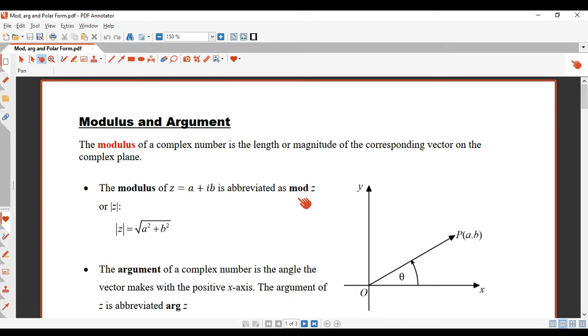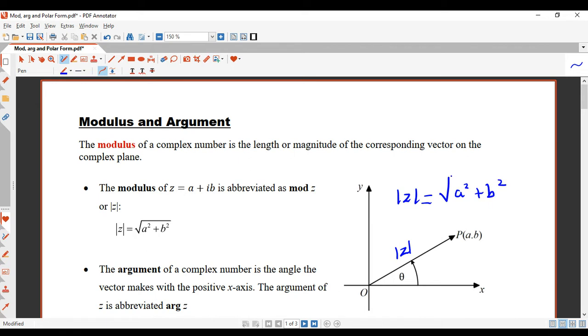We also abbreviate that as mod z, and we write it as the absolute value of z. So you can read that as the absolute value of z or mod z. So mod z is equal to the square root of a squared plus b squared, and a simple way of thinking about that is if the length of that vector is mod z, we can just use the distance formula to work out that the distance of OP there is going to be the square root of a squared plus b squared.